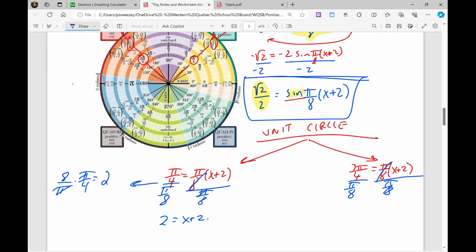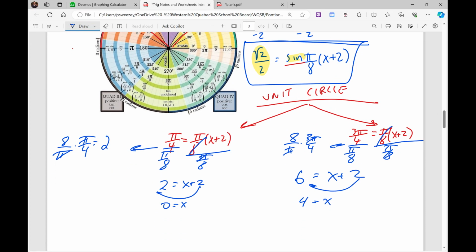And then over here, it's just going to become 8 over pi times 3 pi over 4. So the pi's cancel each other out. 24 divided by 4 is 6. So now I have 2 is equal to x plus 2. 6 is equal to x plus 2. Bring that over. X is equal to 0. X is equal to 4.